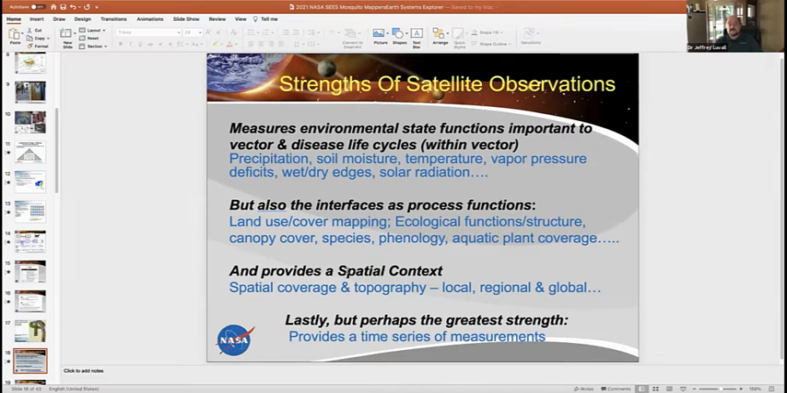But it provides a spatial context to that environment. And so with the spatial coverage, you get topography. So it's local, regional, and even global. And also, one of the greatest strengths is it provides a time series of measurements. So, a single measurement taken from anything may not tell you much. But if you do a time series, it helps you assess that change, what's happening.